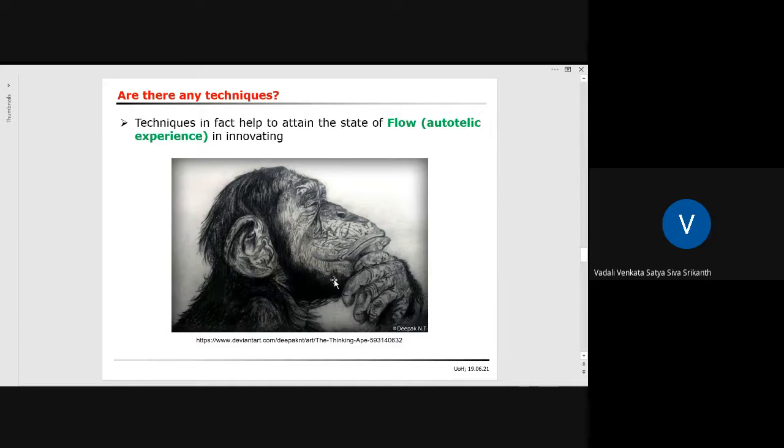Now, are there any techniques? The answer is yes. There are well-tested and well-documented techniques that can help attain a state called flow. In creativity and innovation terms, there is something called flow, which is known as autotelic experience in innovating. What is it? Flow is said to occur when people experience a state of effortless concentration. You don't need to put in effort to concentrate, and there is enjoyment while innovating, a state where you're completely enjoying whatever you're doing. And this is possible in innovation when you follow these techniques.